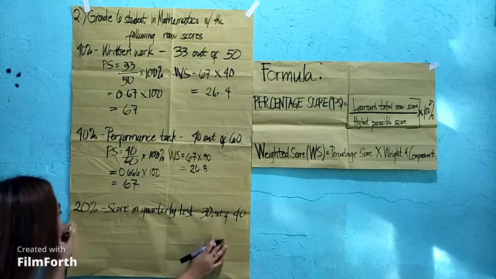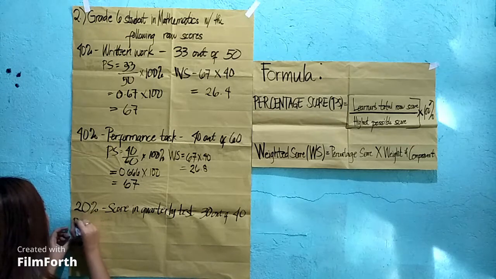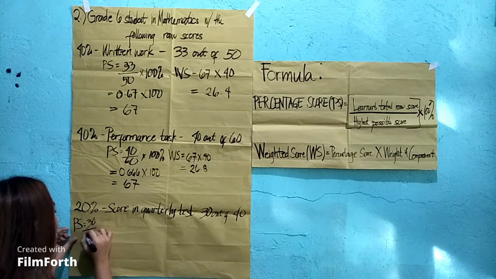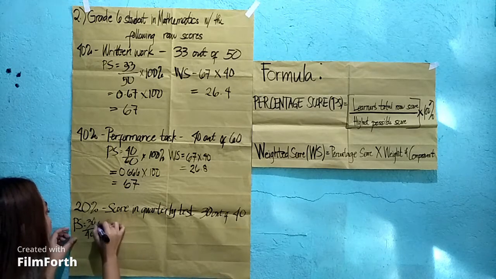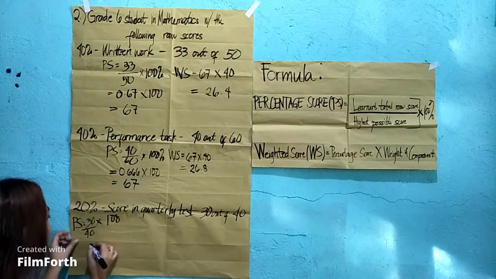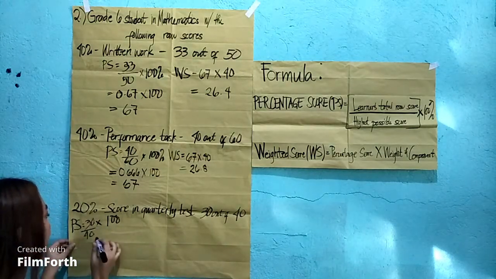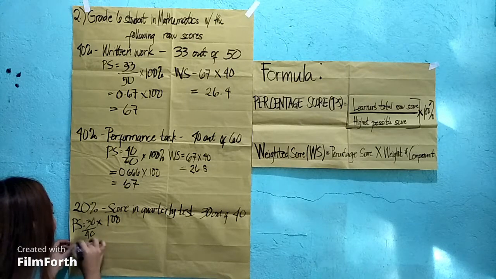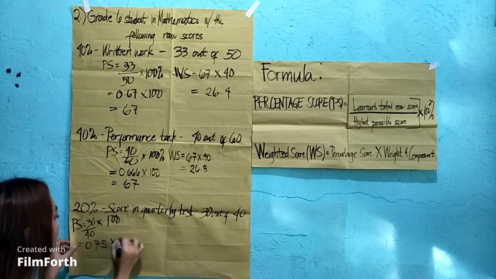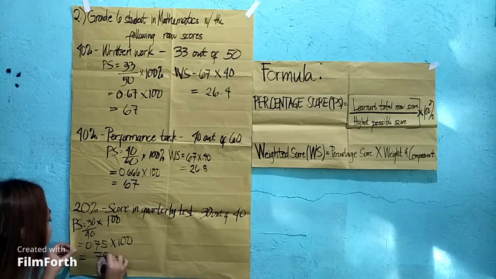30 out of 40, and then PS: 30 over 40 times 100. 30 divided by 40 is 0.75 times 100 equals 75.